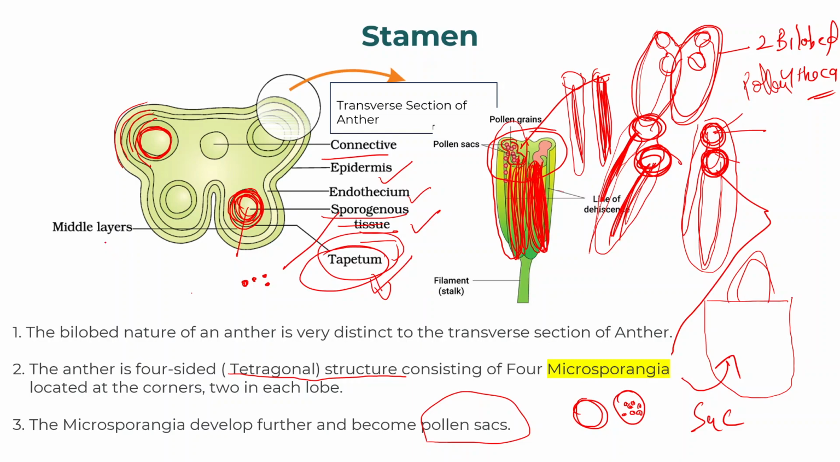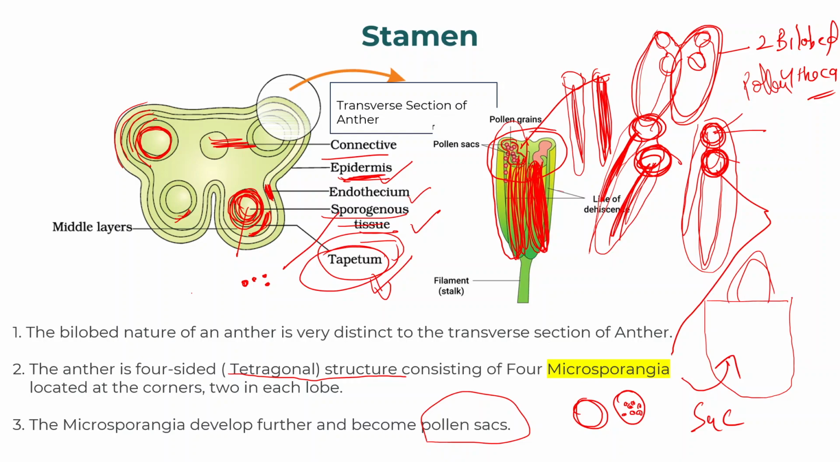But what does the middle layer do? And we have the outer layer which is known as the epidermis. Then we have this endothecium layer. Okay, then we have this middle layer, and then finally we have the tapetum, and this is the connective tissue which joins the two lobes. So this is all we had to discuss here.